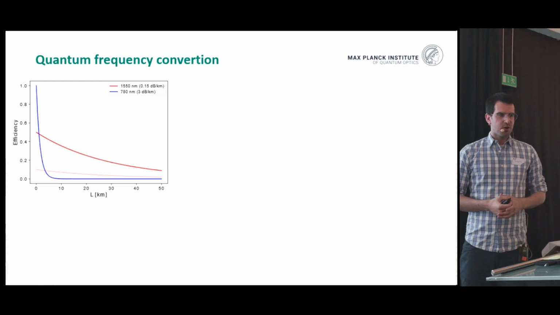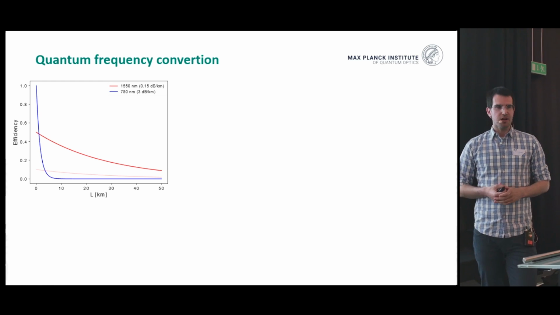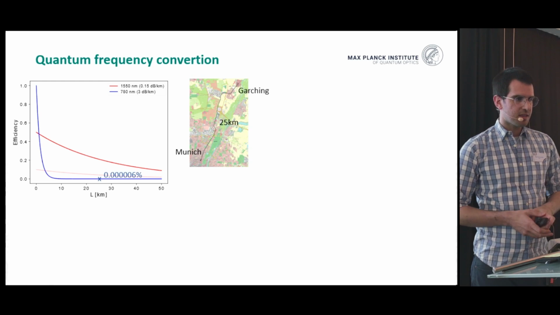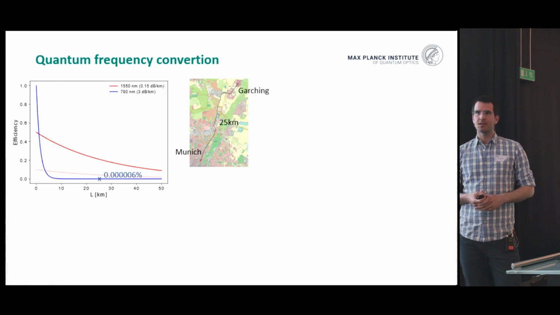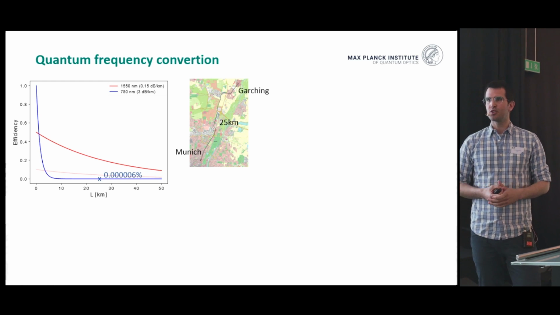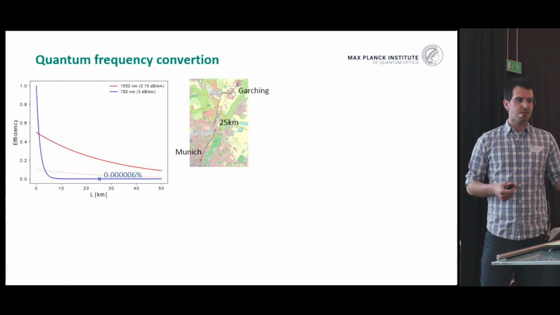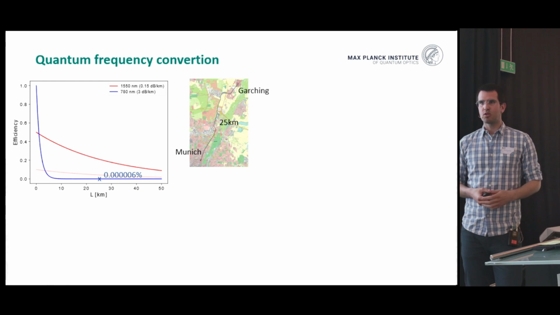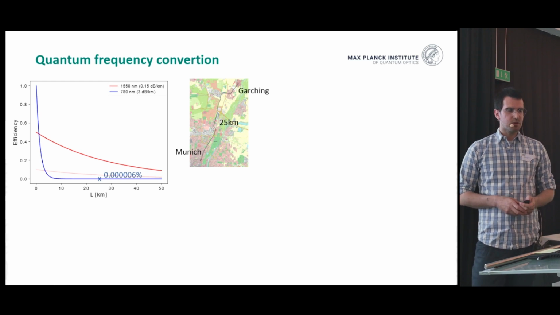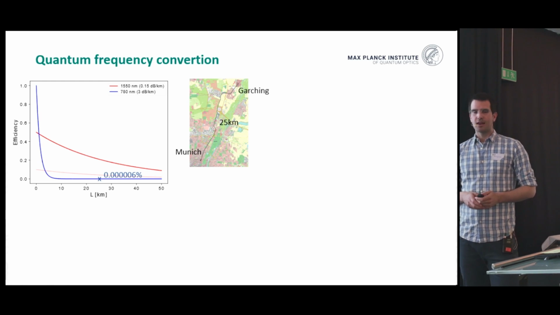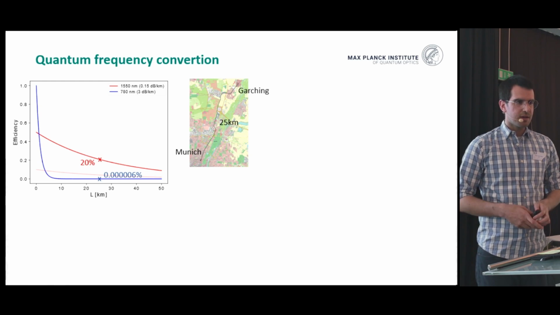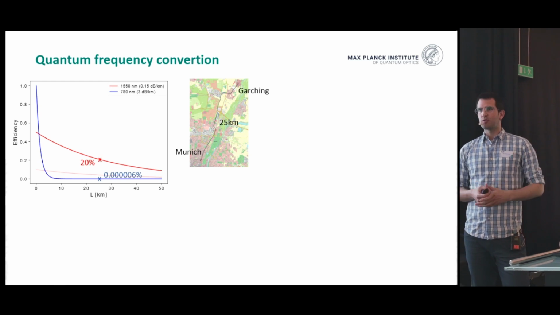So I mentioned that anyway we would like to have the photons at telecom wavelength. Just to illustrate how important this is for us, let's imagine that we want to distribute photons between Garching and Munich. If we distribute the photons at 780, the probability for a photon to travel from Garching to Munich is around 6 × 10⁻⁸. However, if we could change the frequency of the photons to 1550 in the telecom band, even if we lost an efficiency of 50%, then the transmission probability would go up to 20%.